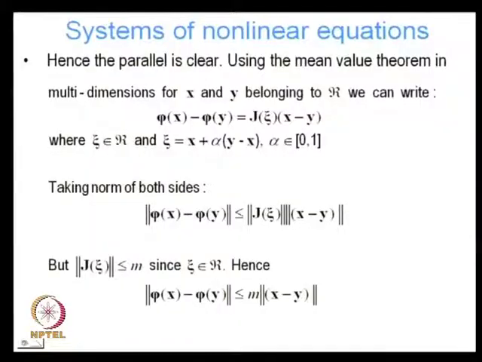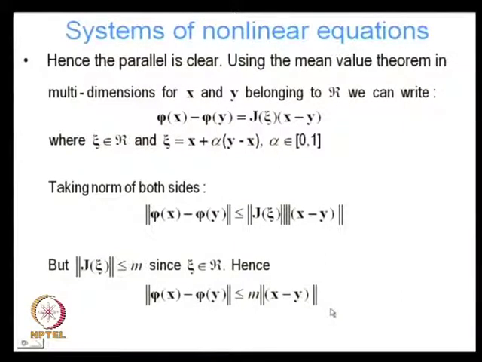Taking the norm of both sides, again we can take any norm. For instance, let us suppose we take the infinity norm on both sides. So the norm of phi of x minus phi of y is going to be less than or equal to the norm of the Jacobian evaluated at xi times the norm of x minus y. We have seen that before many times.